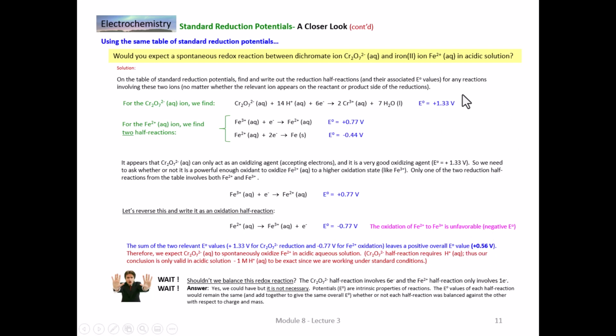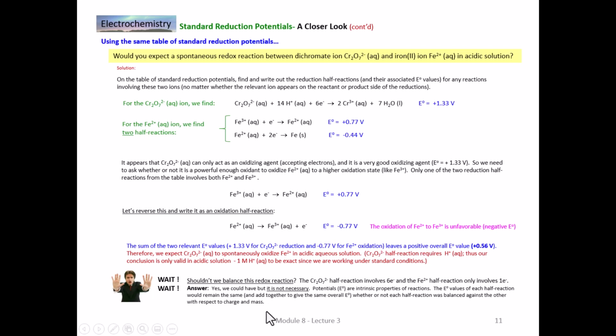In other words, we just added 1.33 volts to minus 0.77 volts and completely ignored the fact that our redox reaction wasn't balanced. The number of electrons gained here doesn't seem to be equal to the number lost here. Well, potentials, E0 values, are intrinsic properties of reactions. What that means is that the E0 values of each half reaction would remain the same and would add together to give the same overall potential whether or not each half reaction was balanced against the other with respect to charge and mass.